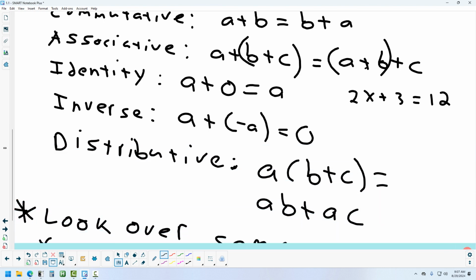Okay, and distributive property. So if you have addition inside the parentheses, you can distribute what's on the outside. And what's on the outside could be before the parentheses or after. We usually put it before. That's how I do it. But that's the distributive property.